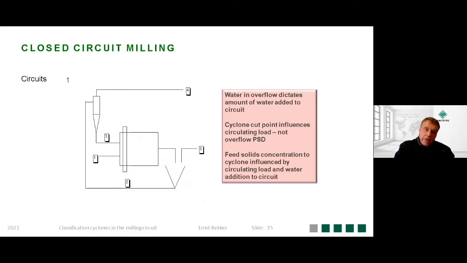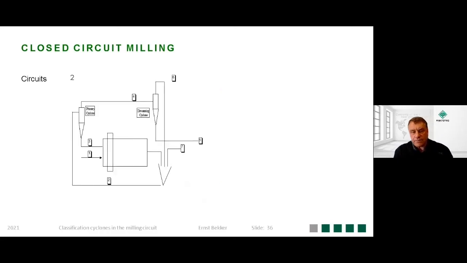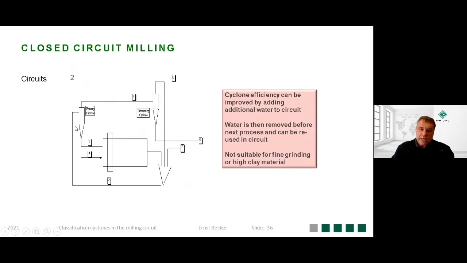If we have high density circuits, one of the options is to look at incorporating dewatering cyclones on the overflow of the mill cyclone. Now that allows us to add a lot of water. Let me get the sequence right: you add a lot of water and then you put your dewatering cyclones on the overflow of the mill cyclone to remove the water again. That is one possibility.